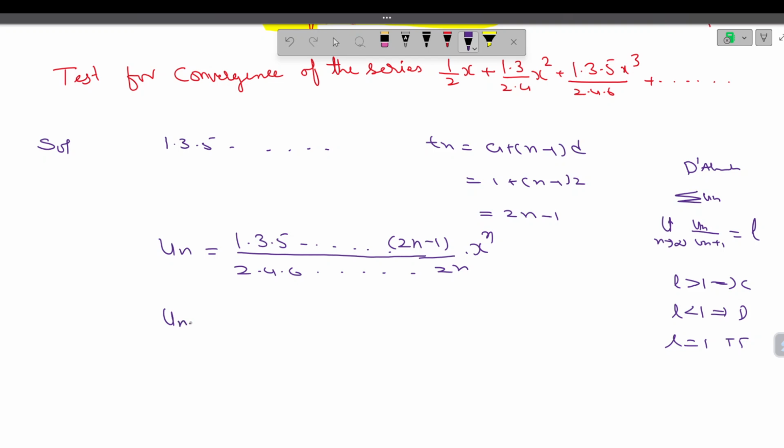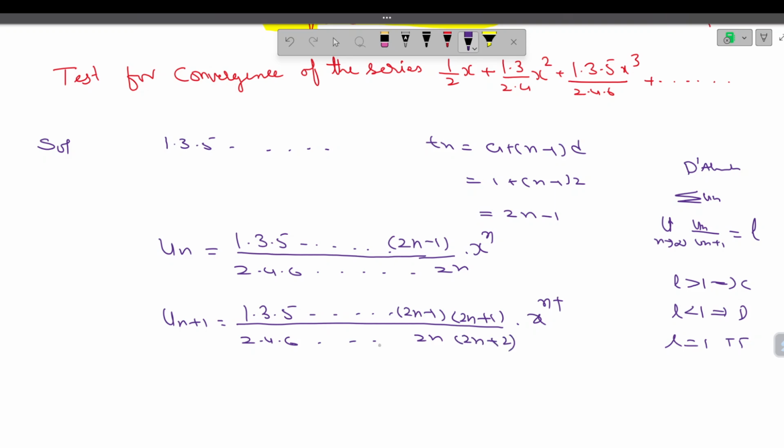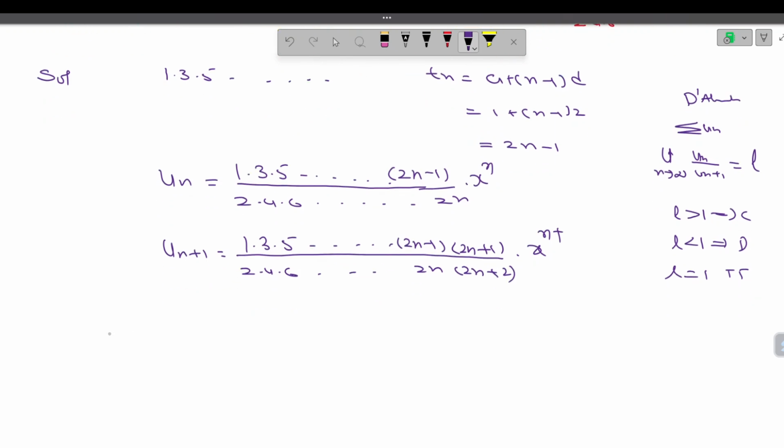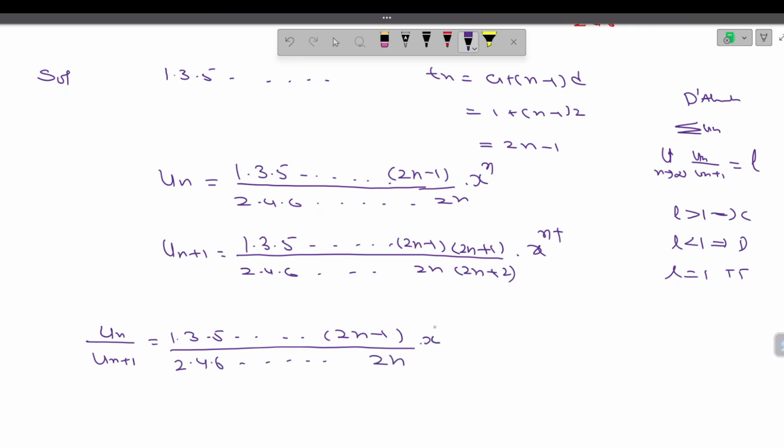Now we have to go for Un plus 1. What is Un plus 1? The next term. 1, 3, 5, so on up to 2n; the next term will be 2n plus 1, x to the power of n plus 1. 2, 4, 6, so on up to 2n; the next term will be 2n plus 2. Okay. Now Un by Un plus 1. What is Un? 1, 3, 5, so on up to 2n minus 1 divided by 2, 4, 6, so on up to 2n into x to the power of n.